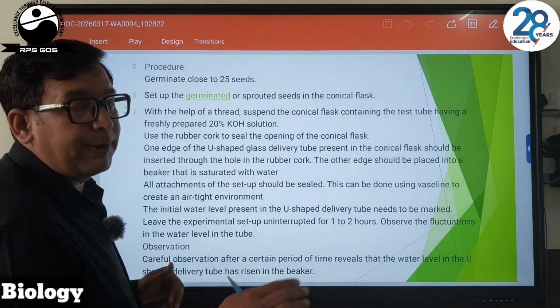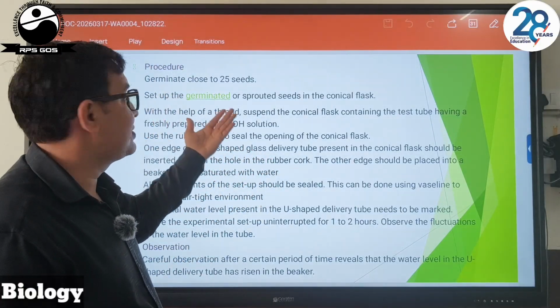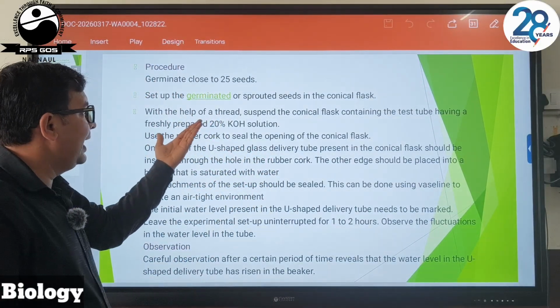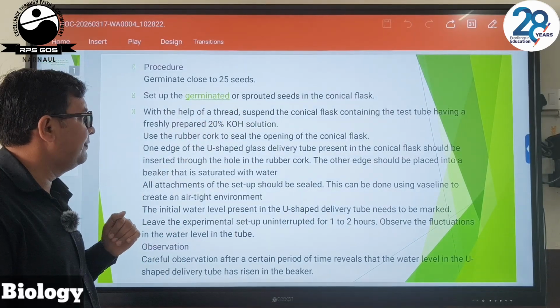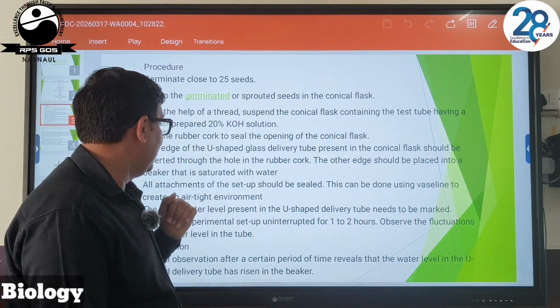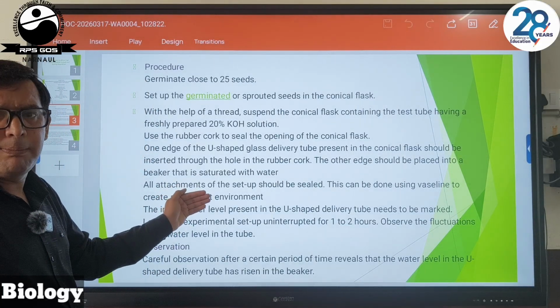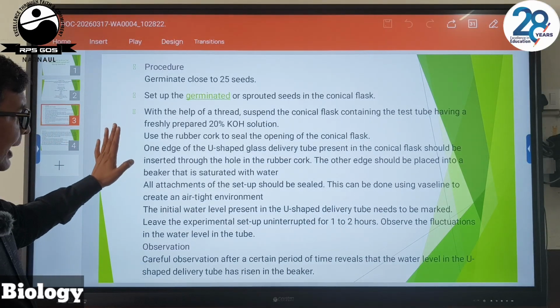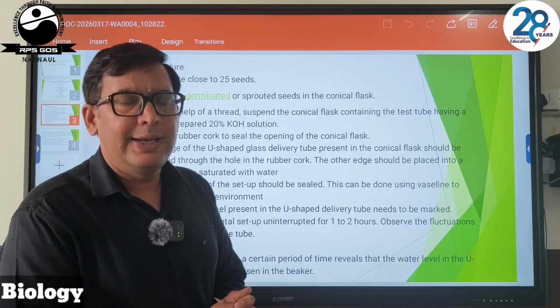Before performing the experiment, let's see what the procedure will be. We will take the gram seeds. With the help of thread, we will suspend the KOH pellets in the conical flask. We will use the rubber cork. Then definitely we will make it airtight by sealing it with the Vaseline. Now we note the readings. Okay, so let's move to the lab.